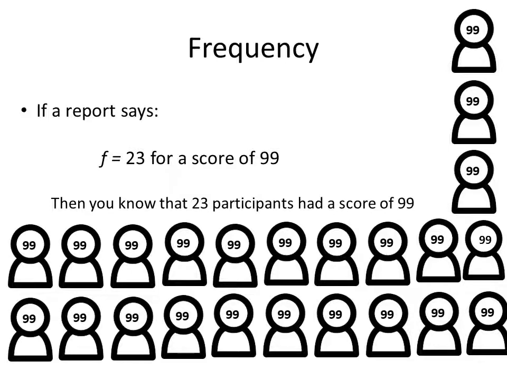As I mentioned previously, if a report says the frequency equals 23 for a score of 99, then you know that 23 participants had a score of 99. If a report says an N equals 23 for a score of 99, then you also know that 23 participants had a score of 99.